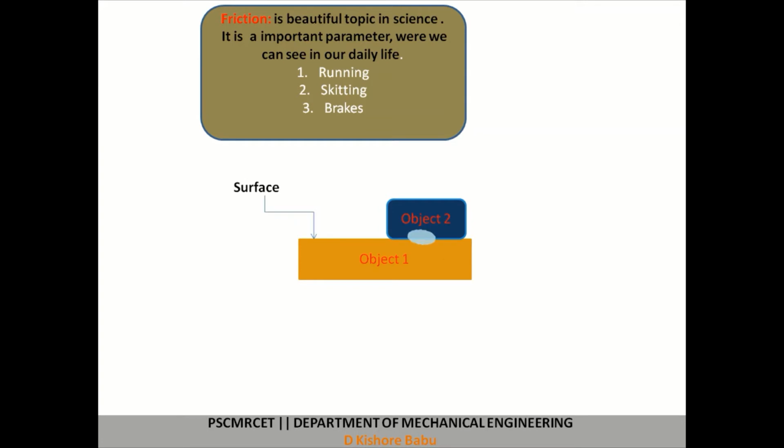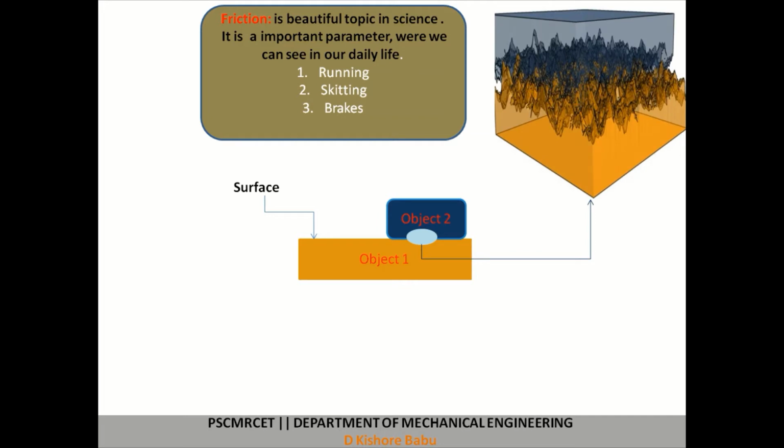When we look at the microscopic structure, the surfaces of objects look irregular in shape. Because of these irregular shapes, the surfaces interlock, and this creates friction when the object slides over another surface. This is how friction exists between surfaces.